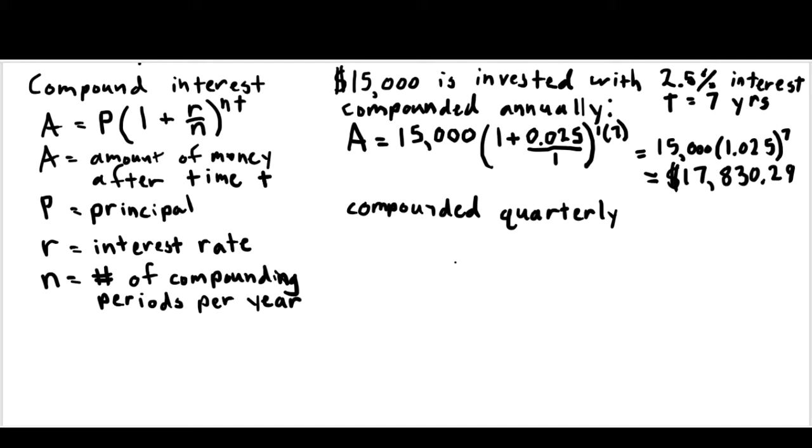Quarterly means 4 times per year, right? So basically in our formula, the value of n would be equal to 4. So what that looks like is A equals 15,000 times 1 plus R over n. N is equal to 4 because it's quarterly, raised to the power of n, which is 4, times t, which is 7, which gives me that. Okay?